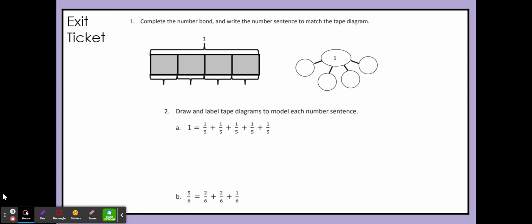Okay, so now this is the exit ticket. By yourself, you're going to do the labeling. So here, what is each piece, what is the fraction? And then you're going to write the number sentence, like if it's 1/3 plus 1/3 or whatever it is. And then you'll do the number bond. And here you're going to draw the pictures like we just did on the last page. And that is your exit ticket.